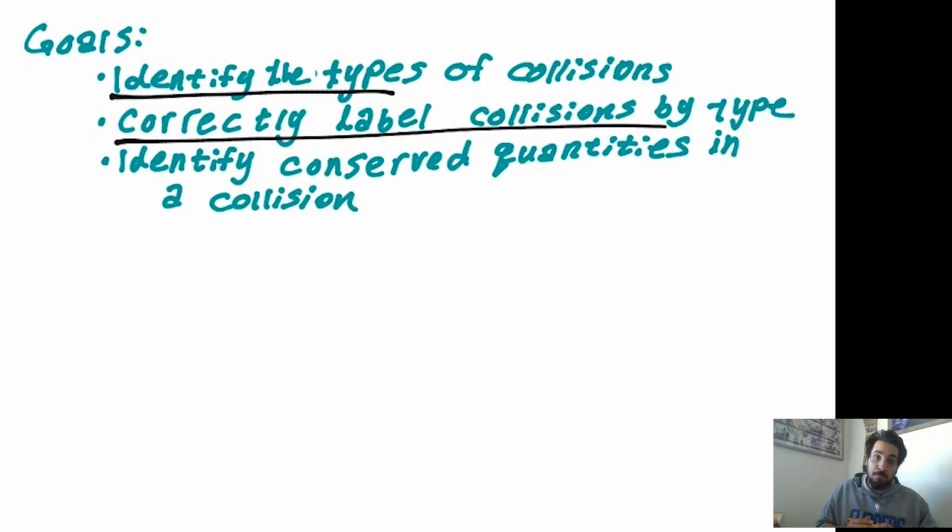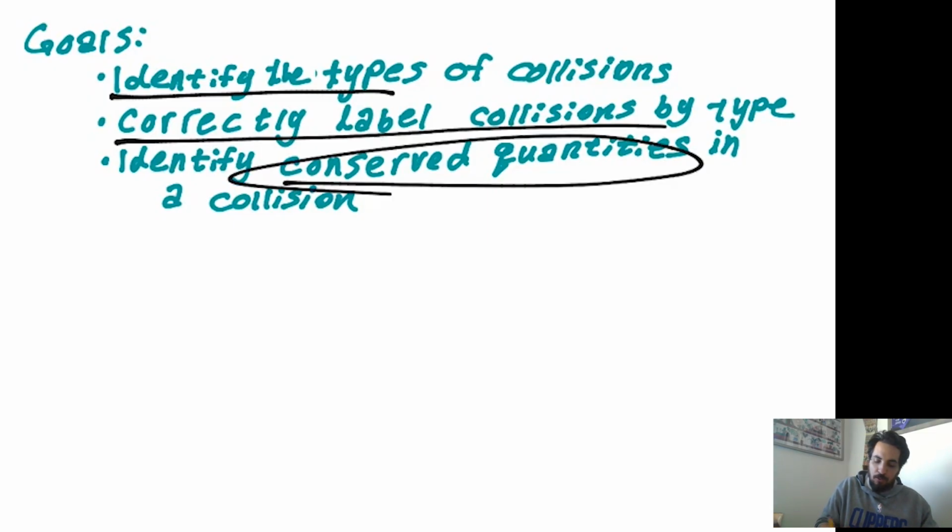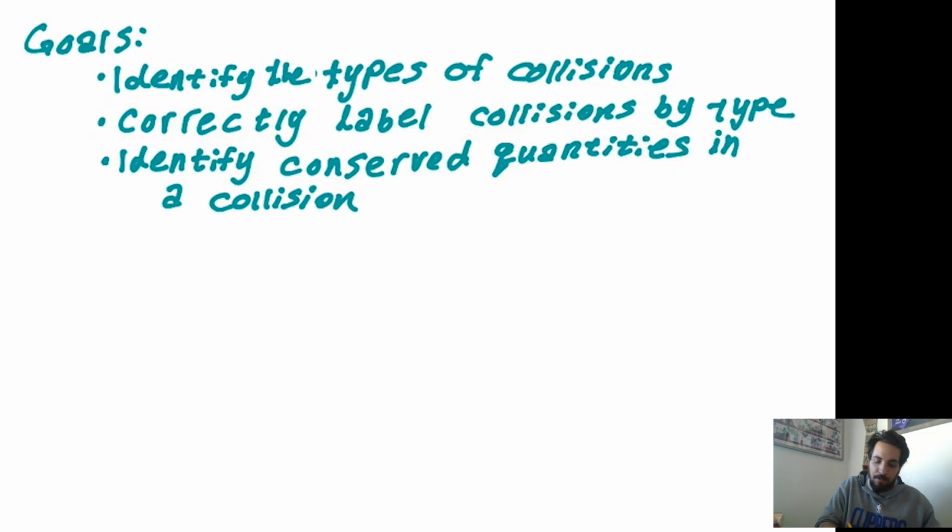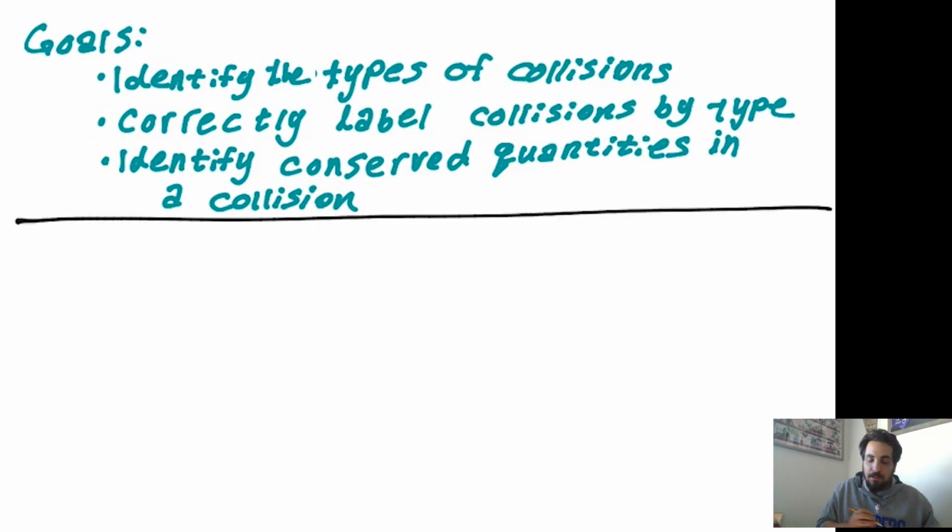And then our third part is to identify the conserved quantities. Now this is important. Our conserved quantities are always going to include momentum in these cases, but there may be other conserved quantities that are useful to take into account. So those are our three main goals today.